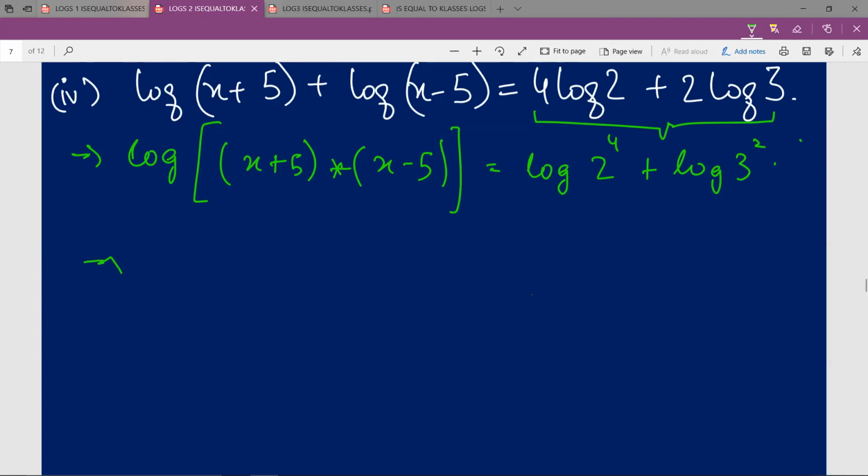According to the indices law, a square minus b square is equal to a plus b into a minus b. So therefore, log of x plus 5 into x minus 5 will be x square minus 5 square, which will be x square minus 25 to the base 10. If there's no base mentioned, then that is 10. Is equal to log 2 raised to the power 4, which will be log 16 plus log 3 square, which would be 9. Now over here, I'll just leave the LHS untouched.